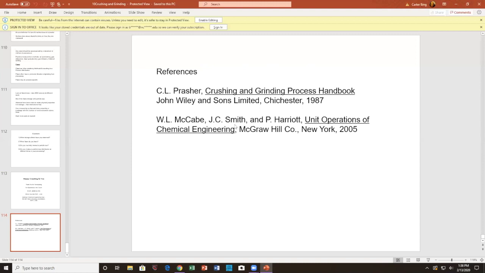Then there's the famous book by McCabe, Smith, and Harriott. It used to be just McCabe and Smith, and then Harriott was added on. I think there's a fourth author nowadays.